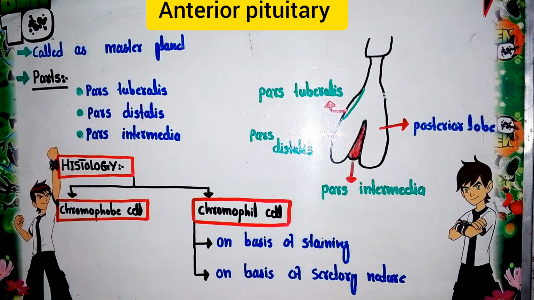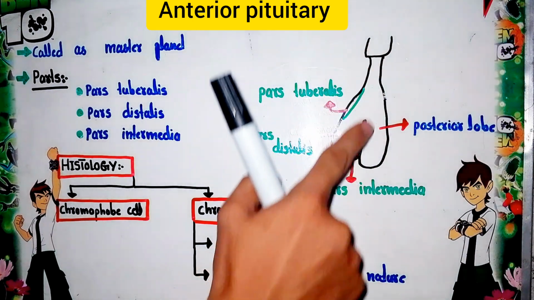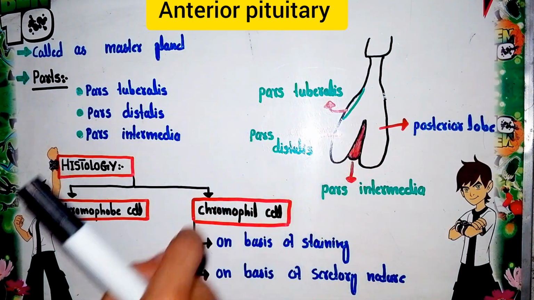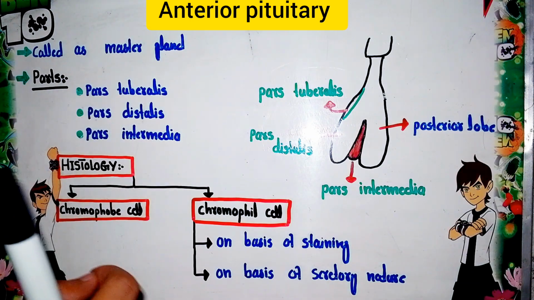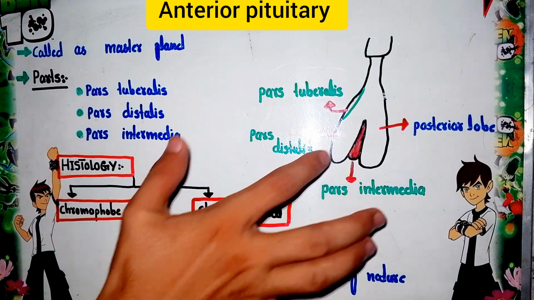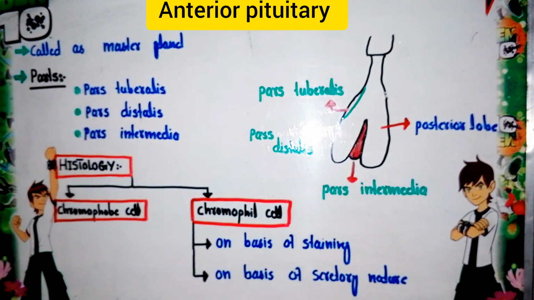Now the pituitary gland is mainly composed of two lobes. One is called the posterior lobe, as you can see in the structures, while the second one is called the anterior lobe. In this video lecture we will mainly discuss the anterior pituitary lobe of the pituitary gland.